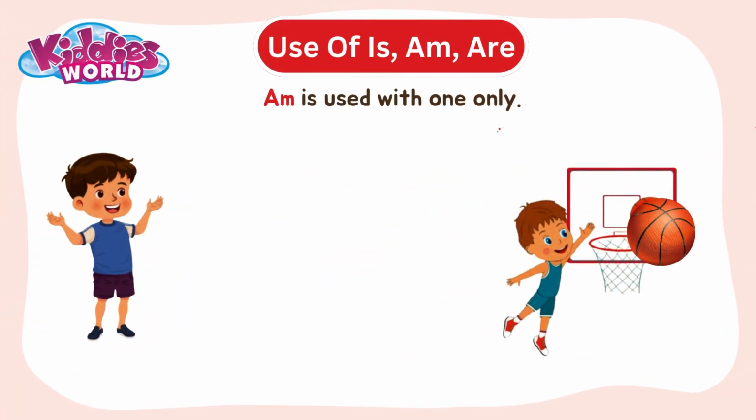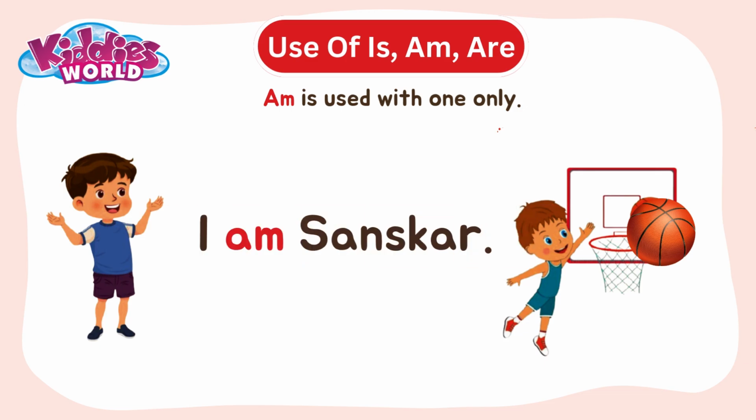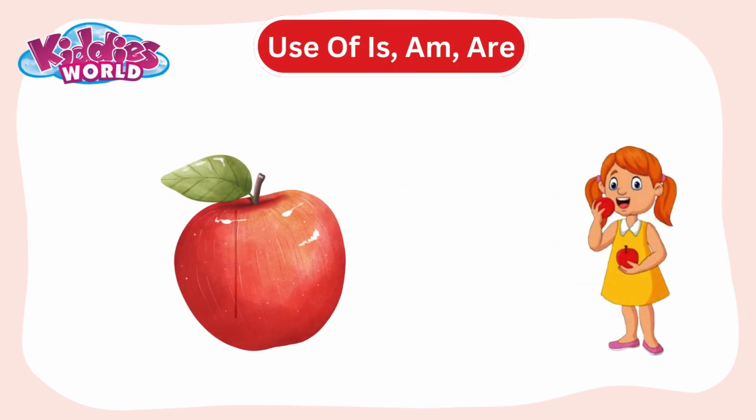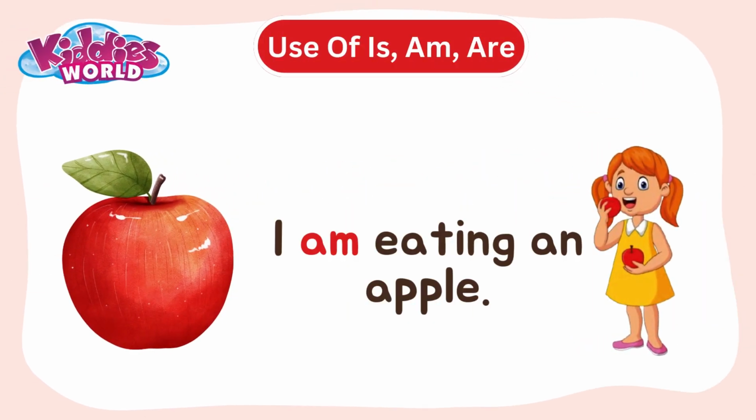We use am when we talk about ourselves. It's only for I. For example, I am Sanskar. I am eating an apple. I am eating a mango.